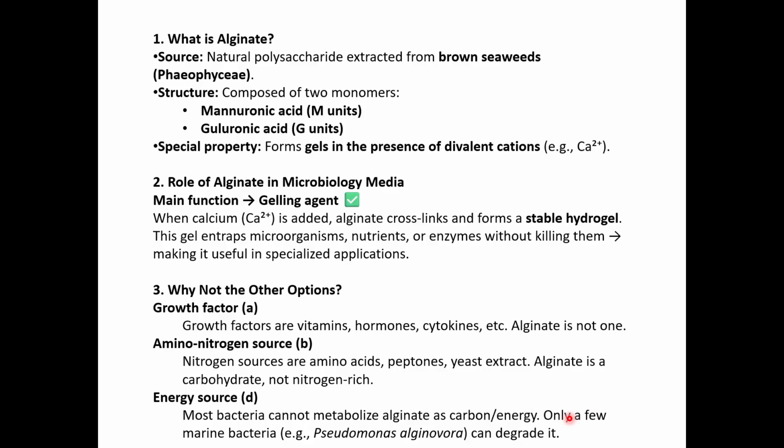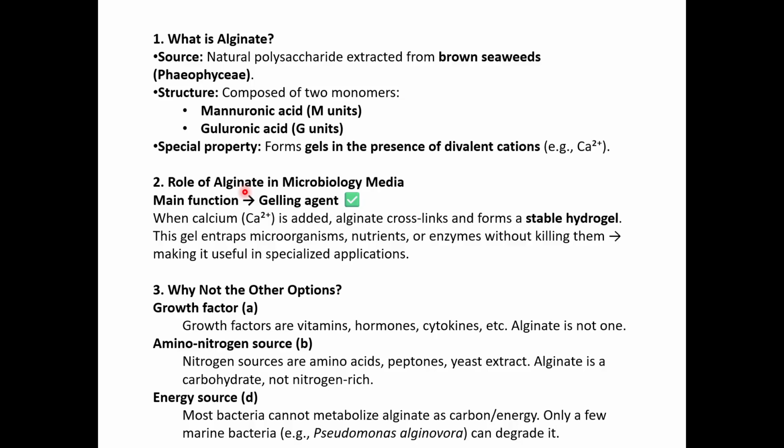So, what is an alginate? It is a natural polysaccharide extracted from brown seaweeds. It contains basically M and G units. M is mannuronic acid and G is guluronic acid. The special property is that it forms gels in the presence of divalent cations like calcium, etc.